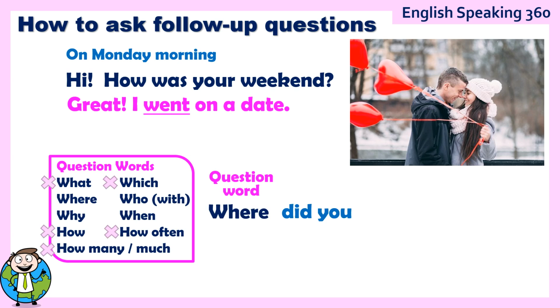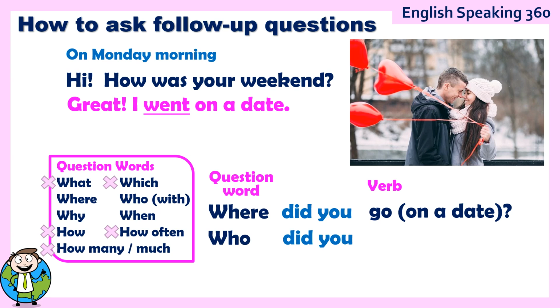Where did you, the basic verb, so went, the basic verb is go. So where did you go on a date? On a date is optional. Where did you go is good. Where did you go on a date is also excellent. Next one, who? Who did you go on a date with? Don't forget the with at the end.